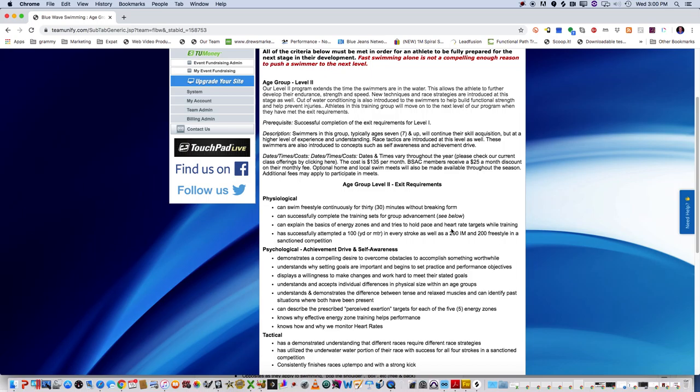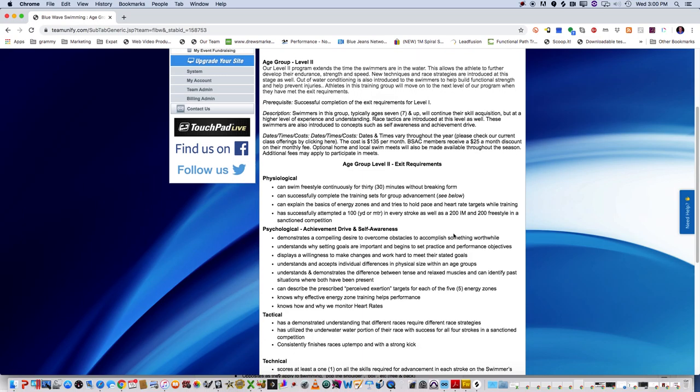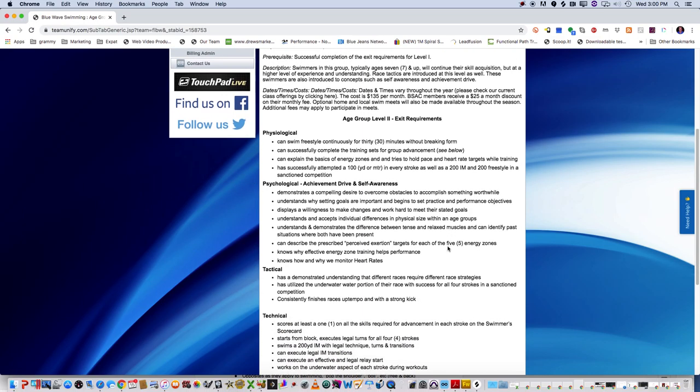So they should be able to have that rate of perceived exertion and understand where they are in each one of those. They would also know why effective energy zone training helps their performance. And they also know how and why we monitor heart rates. So those are the psychological objectives to go from level 2 to level 3.